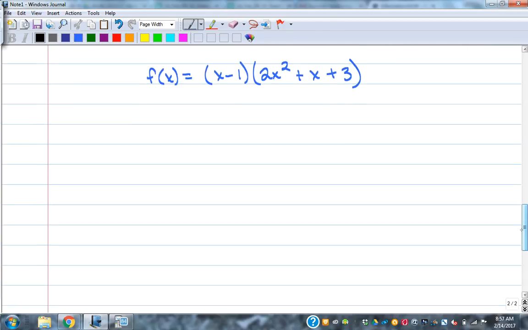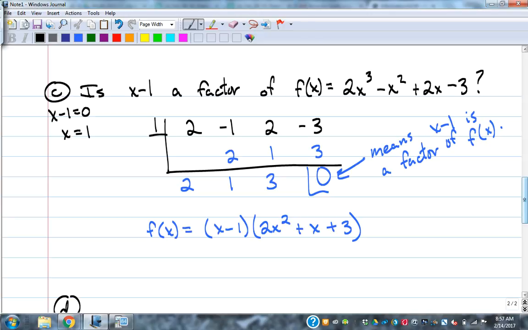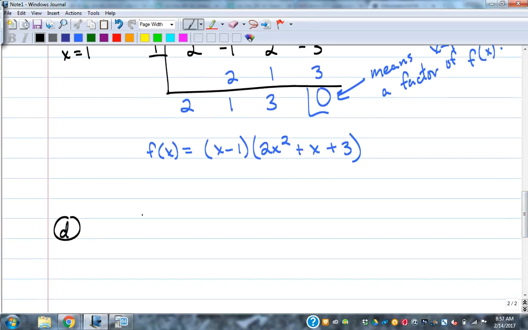Okay. Let's look at another one. Our answer to the question, is x minus 1 a factor of that polynomial? Yes, it is. This would be the factored form of that polynomial. Okay. All right.